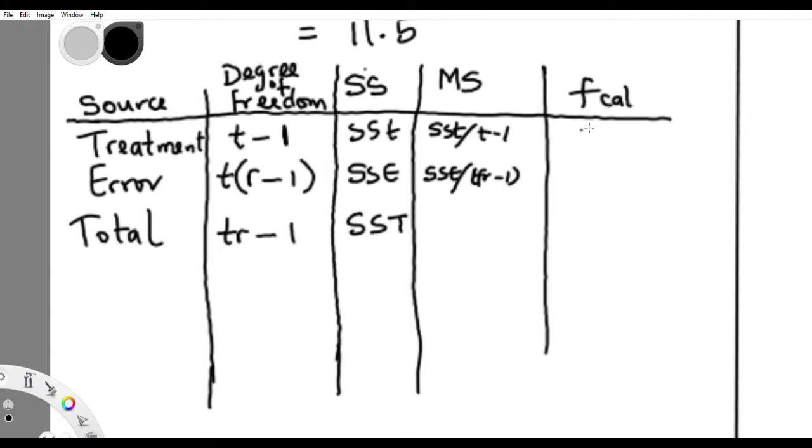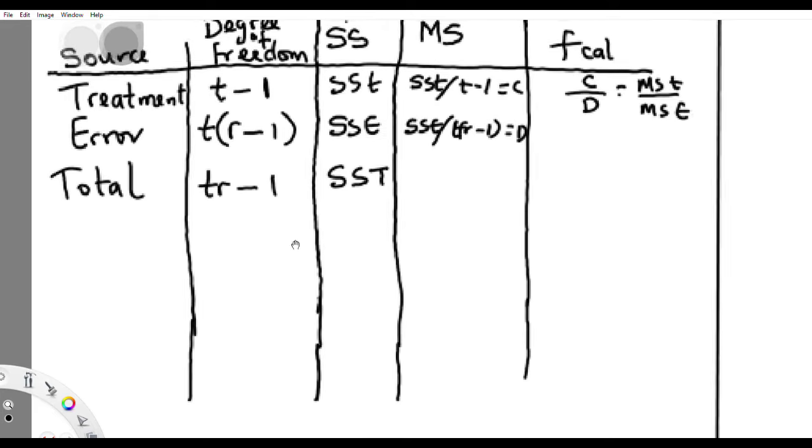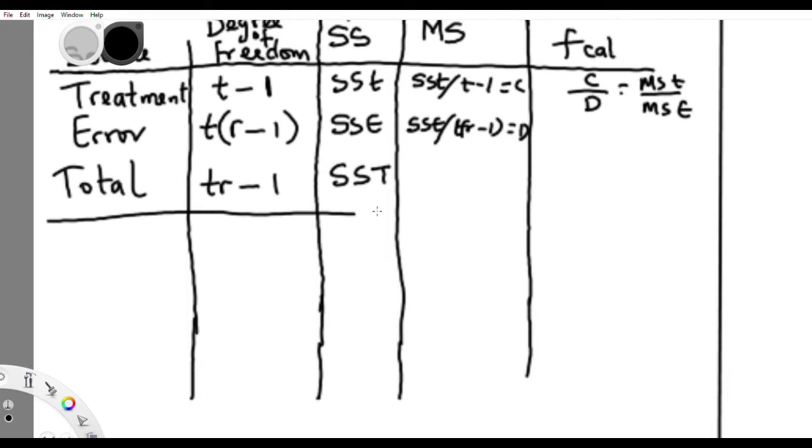and the F calculated will simply, if let's assume this one is C and this one is D, become C divided by D. That means the mean square treatment over mean square error. So whatsoever we have here, we then use to judge whether to accept the null hypothesis or to reject. So now quickly solving, trying to bring together what we already have.